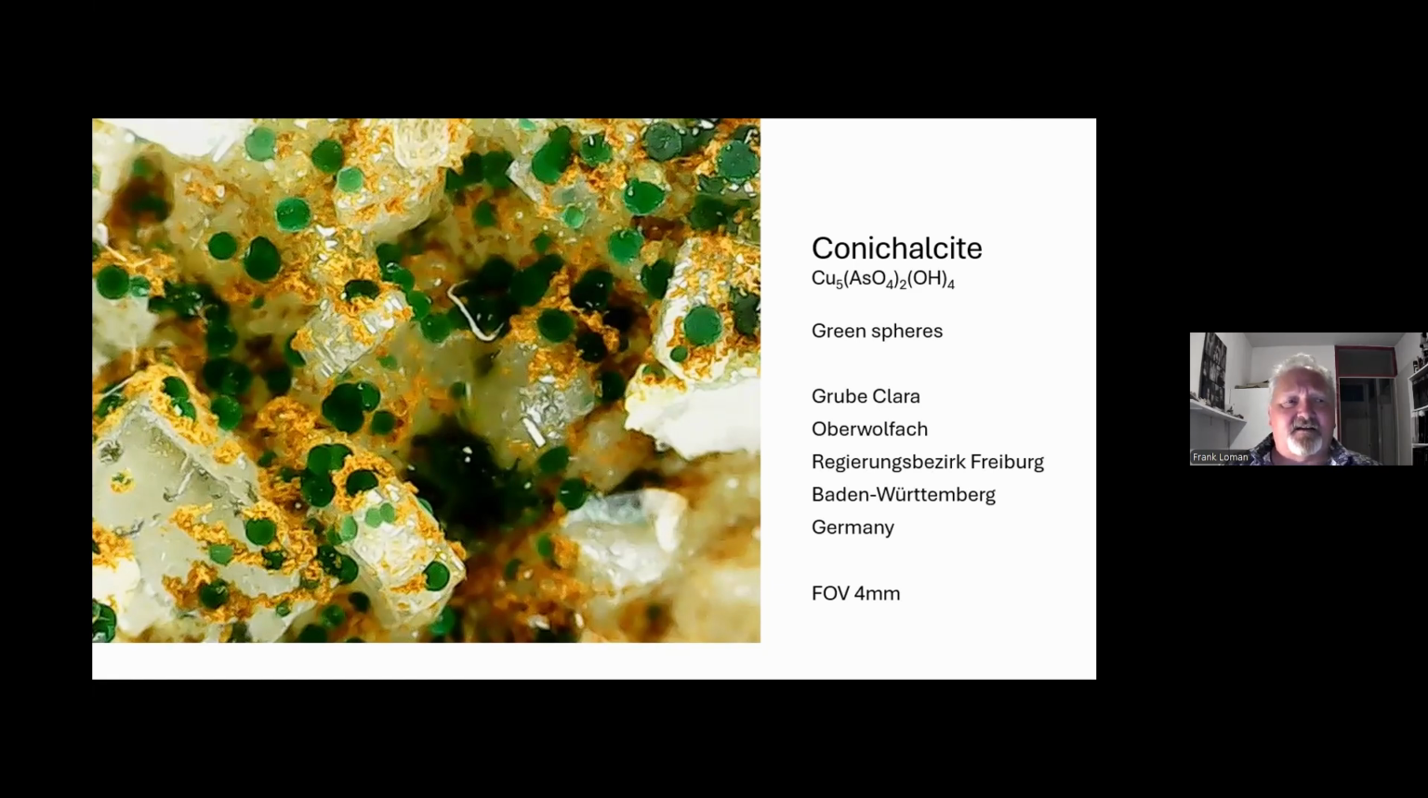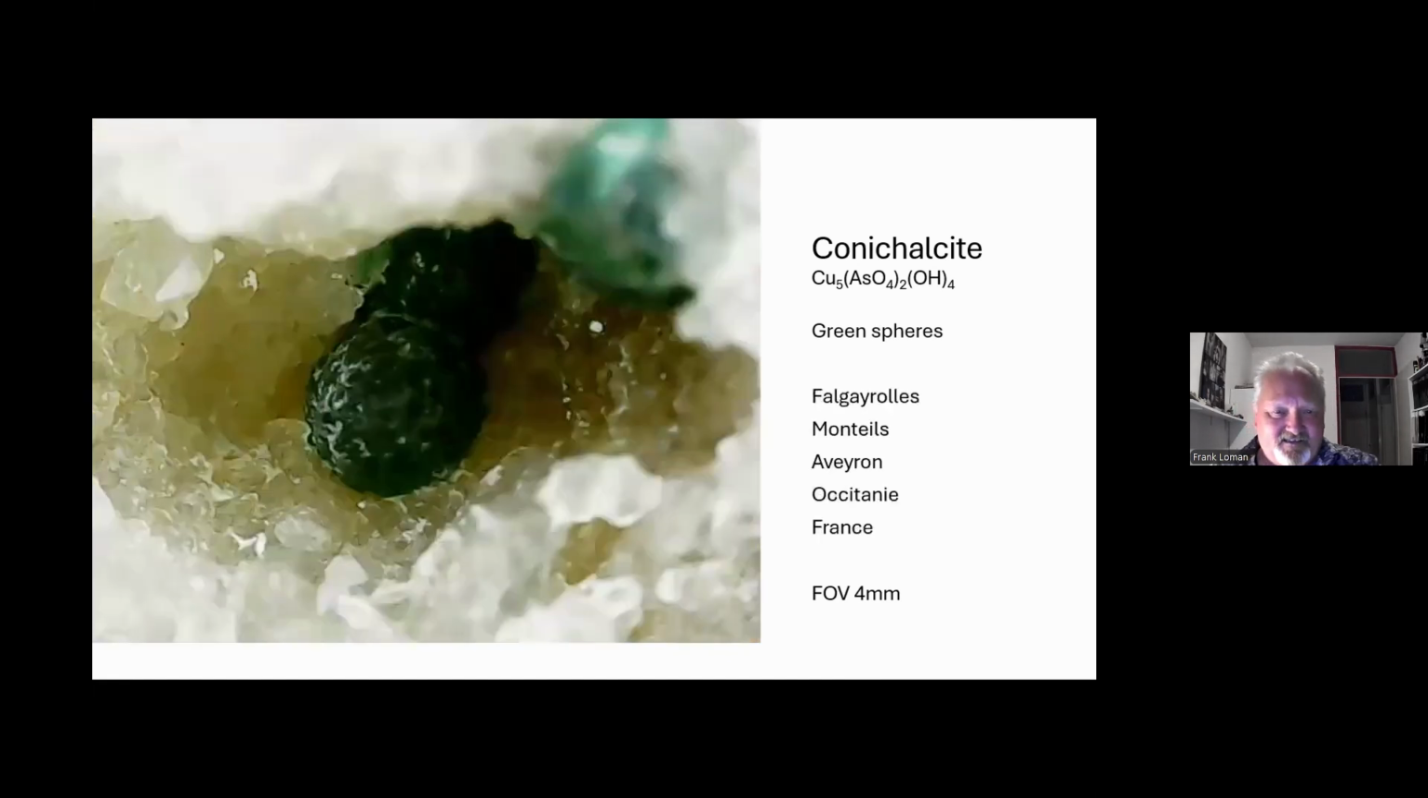These are tiny green conichalcite spheres from the Clara mine in Oberwolfach in Germany, situated on fluorite crystals. And these conichalcite spheres are also small, but they are not as rounded as the other ones. They have dimples in them, and they come from Valgarolle in France.